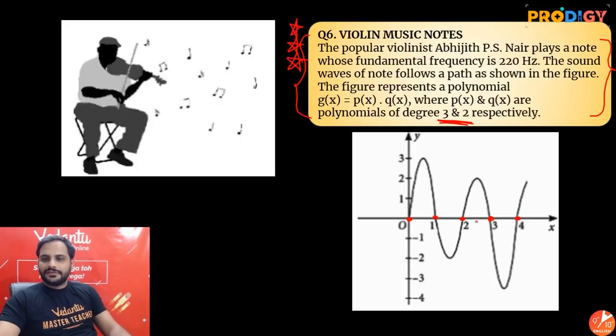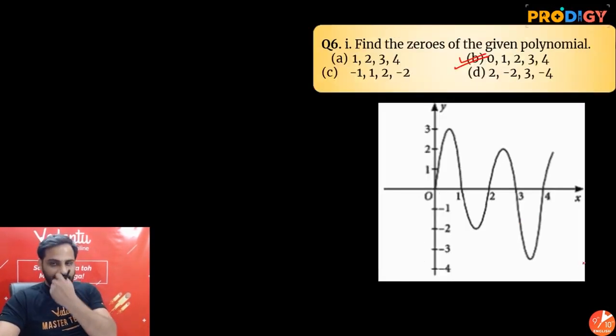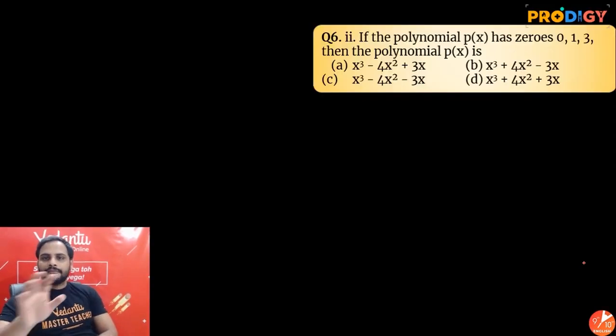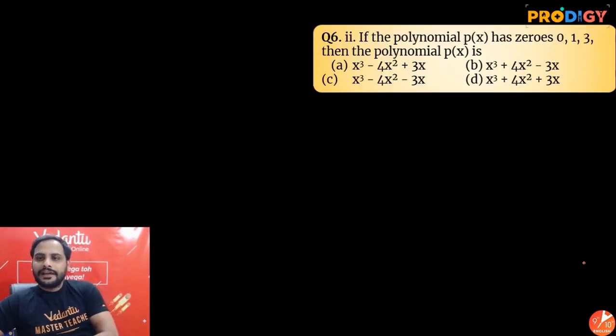Intersection with the x-axis we need to look at. Okay. Next, if the polynomial p(x) has zeros 0, 1 and 3, find the polynomial. So beta, we know p(x) is a polynomial of degree 3. Degree 3 means cubic polynomial. So its zeros are given.